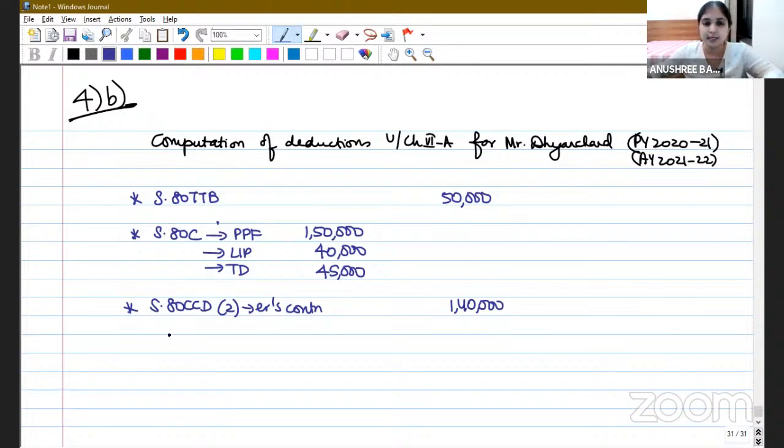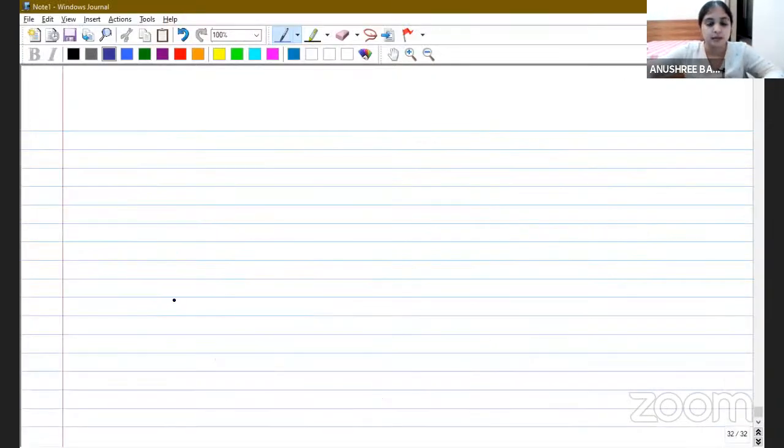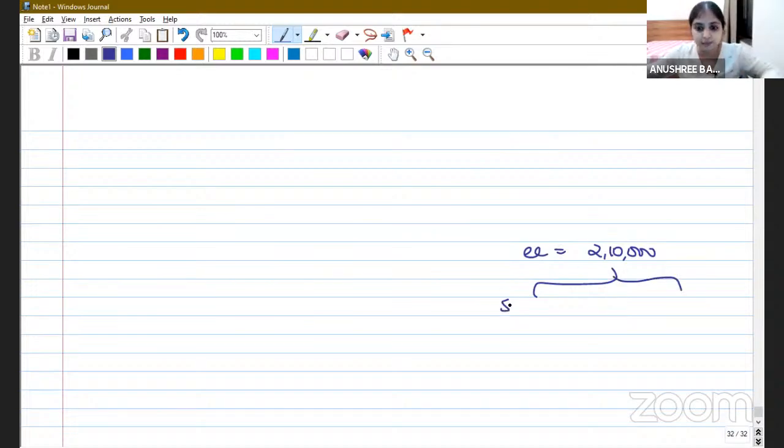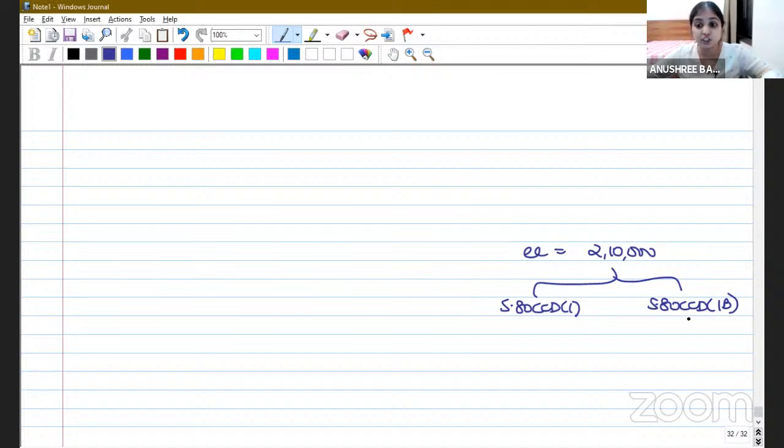Okay, this is about 80CCD subsection 2. Now, what about the employee's contribution? How much has the employee contributed? Employee has contributed 2,10,000. Okay, listen to me very carefully. Out of this 2,10,000, two sections are there. You have 80CCD subsection 1 and you have 80CCD subsection 1B. Tell me, out of these two sections, which one will you apply first, guys?